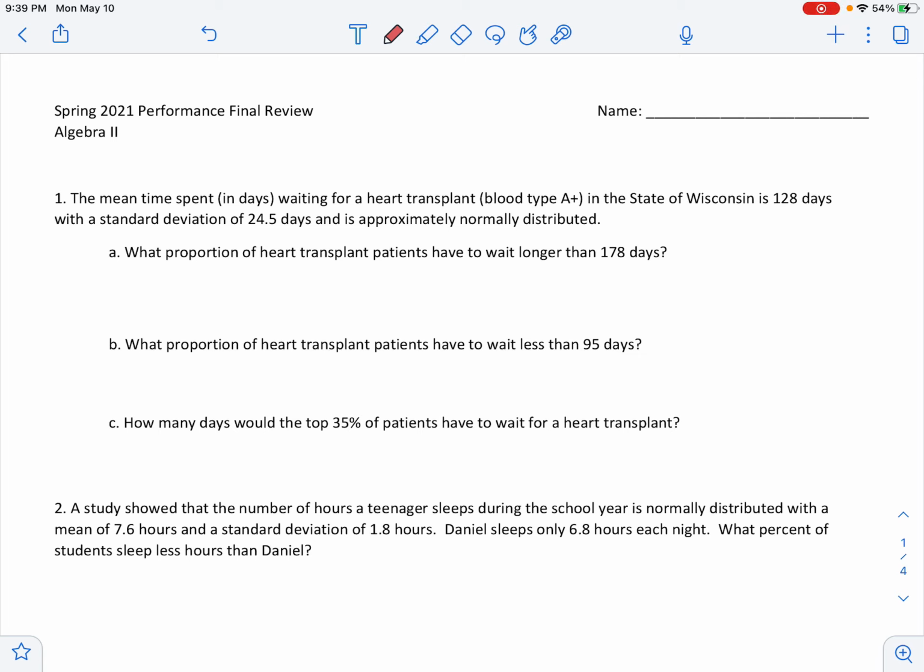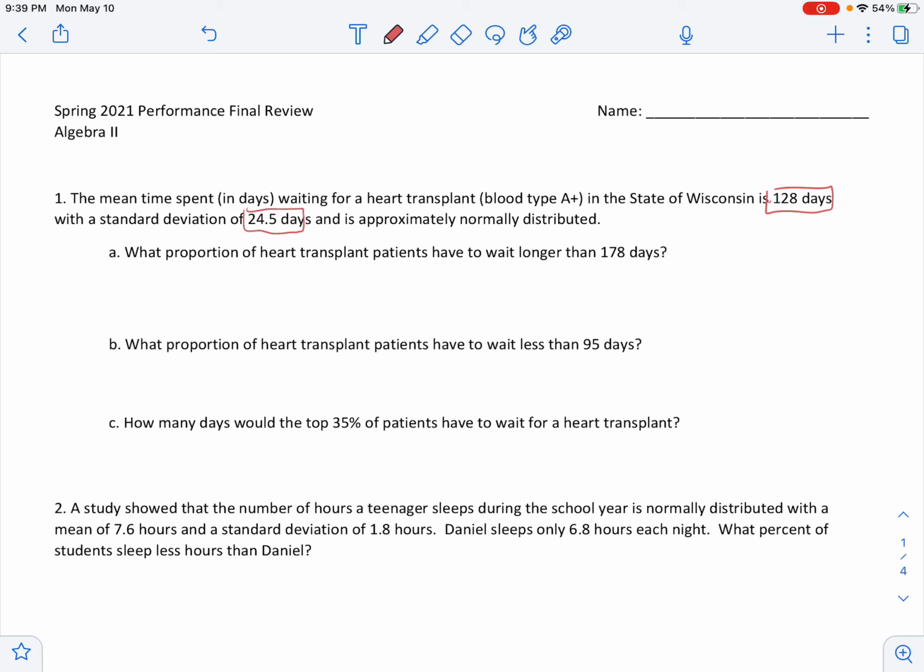Let's review for the performance final. Question number 1 says the mean time spent in days waiting for a heart transplant, blood type A positive, in the state of Wisconsin is 128 days with a standard deviation of 24.5 days and is approximately normally distributed. So far we have 2 pieces of information, the mean number of days, and we've got our standard deviation.